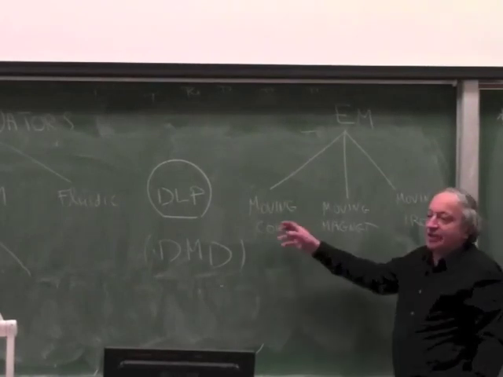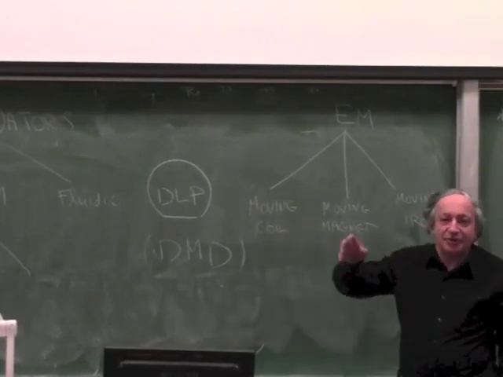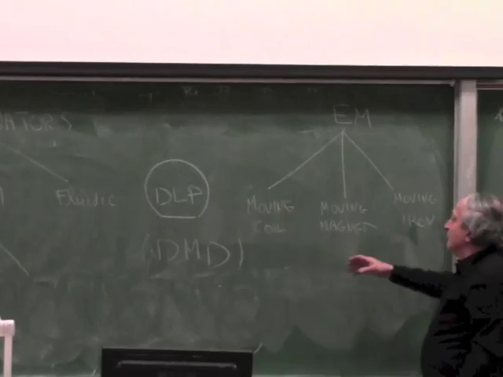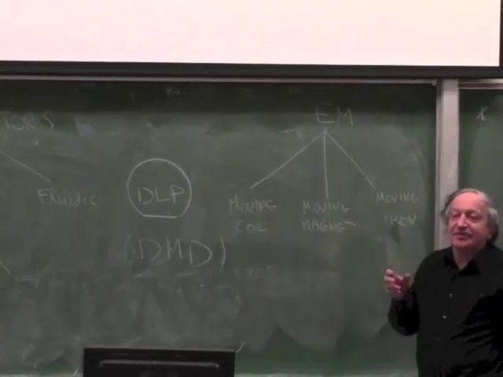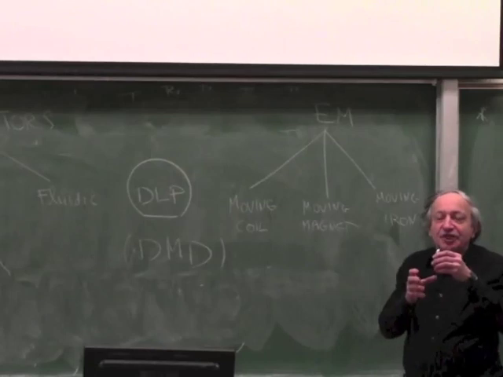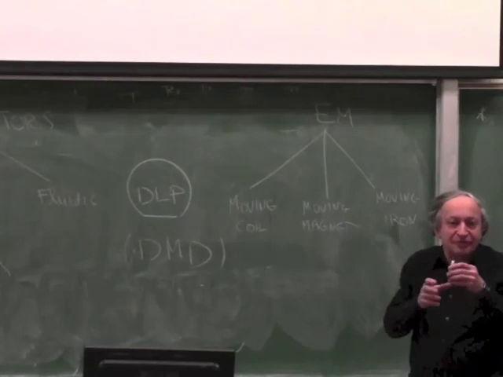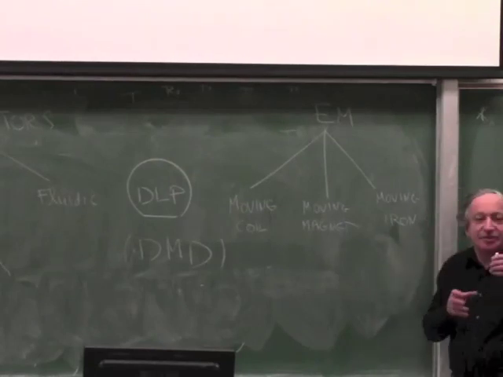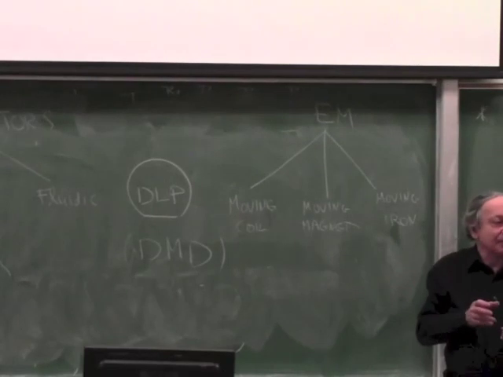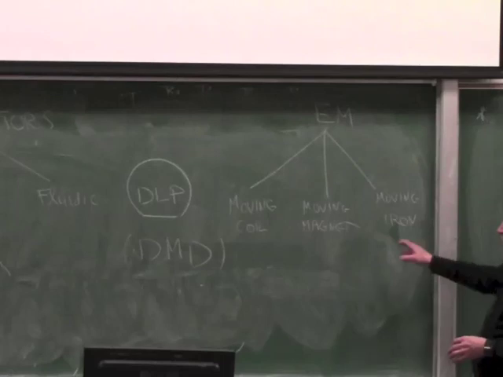Moving coil is basically a coil in a magnetic field. If you put a current in it, the coil moves. Moving magnet is a magnet in the field of a coil. If you change the field of the coil, the magnet will move. And moving iron is a piece of iron drawn into the magnetic field. I'll get into much more detail on those.